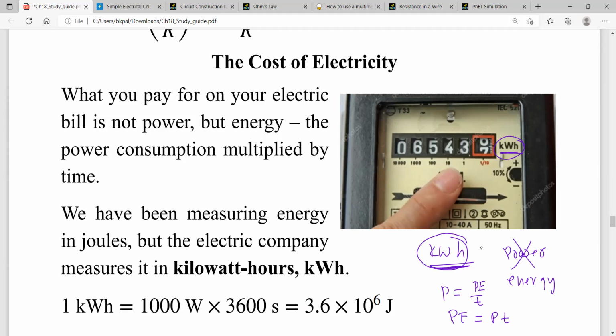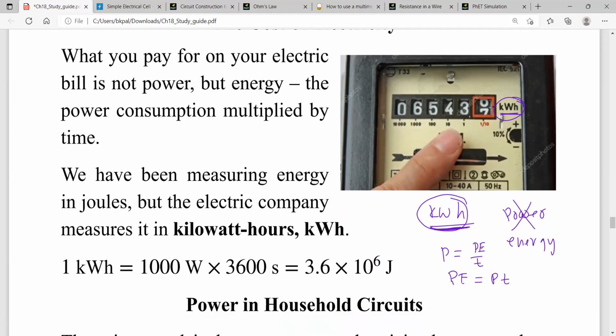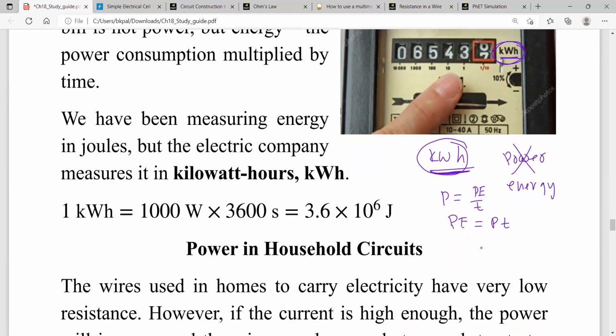So what is the relationship between 1 kilowatt hour and our standard international unit of energy? Let me show you that. By the way, 1 kilowatt hour means 1 unit in our electric bill. 1 kilowatt means 1000 watts, and 1 hour means 3600 seconds. When you multiply these two, you get 3.6 times 10 to the power 6 joules. So 1 kilowatt hour means this in our standard international unit.